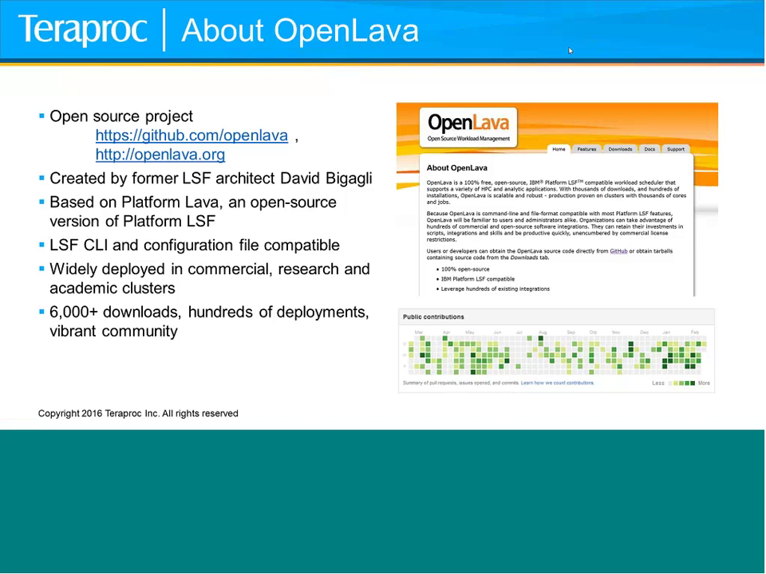Since David created OpenLava.org, and subsequently with TerraTalk's involvement, there has been tremendous demand and adoption of OpenLava. We estimate there are probably 6,000 plus downloads and hundreds and hundreds of deployments. Some of the deployments are on-prem, and a lot of them are on Amazon. Given this very vibrant community, we wanted to come out and support and continue to drive and serve the OpenLava community.